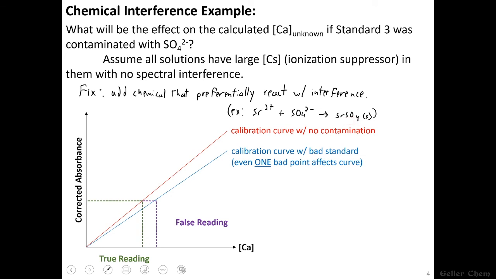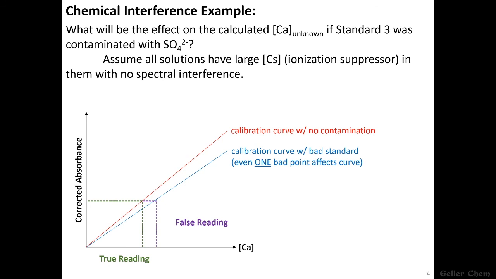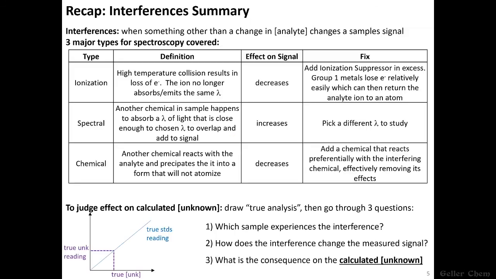So hopefully that all makes sense. Now let's add chemical interference to the slide from the recap so that we have a full summary for our reference. In the next video, we'll cover an analysis method that's not based on the calibration curve that allows us to circumvent most of these issues.